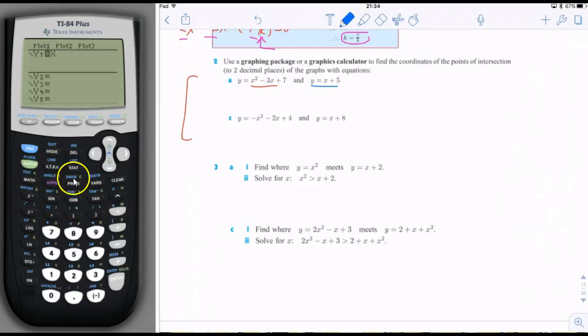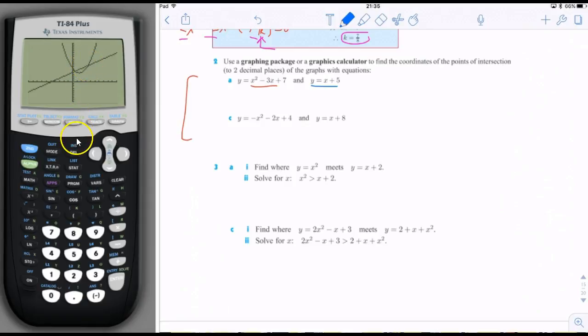So we're going to put the red equation in here, which is x squared minus 3x plus 7. And then the blue equation we'll put here is x plus 5. And we're going to graph them. And then they want to know what are these two coordinates here? This coordinate here and this coordinate here.